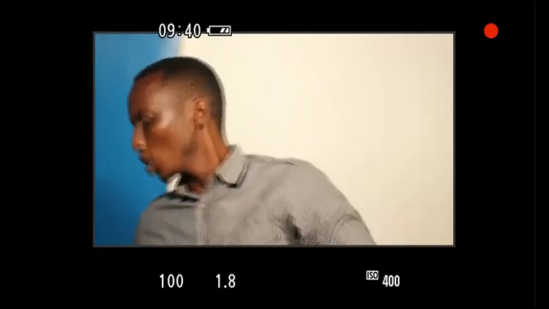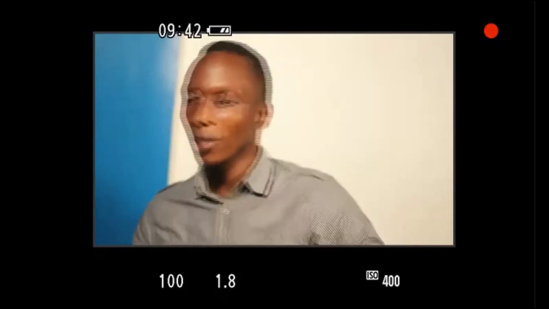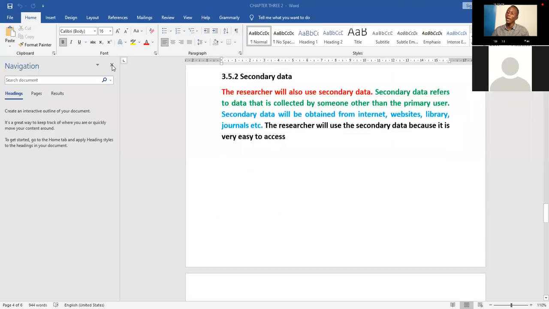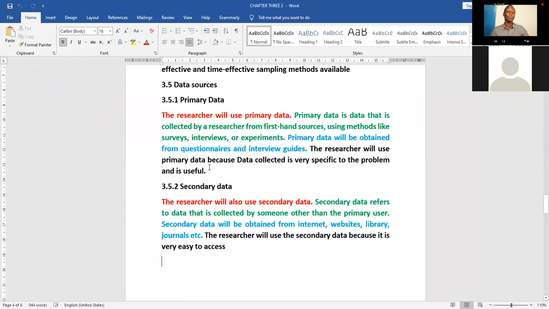Let us just continue from where we had stopped. Okay, we are going to continue from where we had stopped. If I can remember, we did. Let me see. Not this one. Ours is this, I think. Okay, yes. So we had stopped where? Under secondary data. That's where we stopped last time.